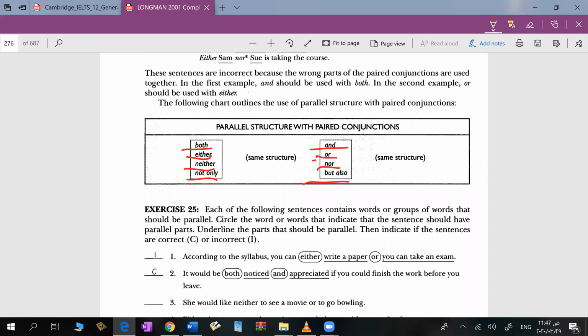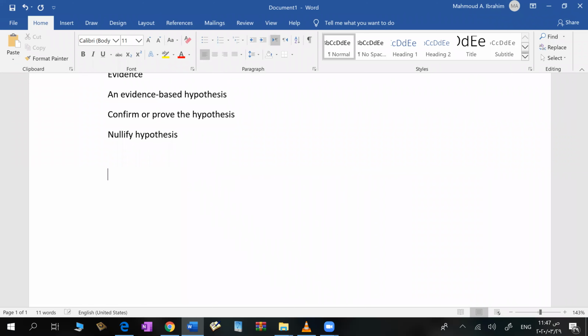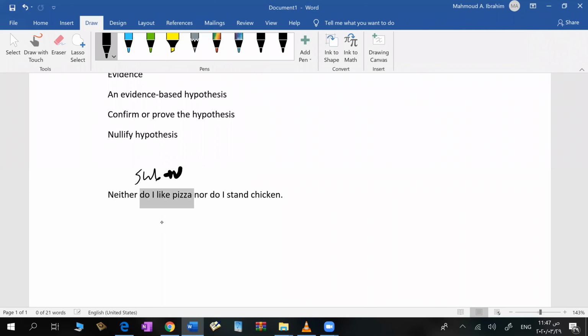This is called a paired conjunction. So the rule is very easy with paired conjunctions. If you say, for example, "Neither do I like pizza, nor do I stand chicken." Let's look: what comes after "neither"? Subject, verb. After "nor," you must have again subject, verb. Why? Because of parallelism. They have to be parallel structures.